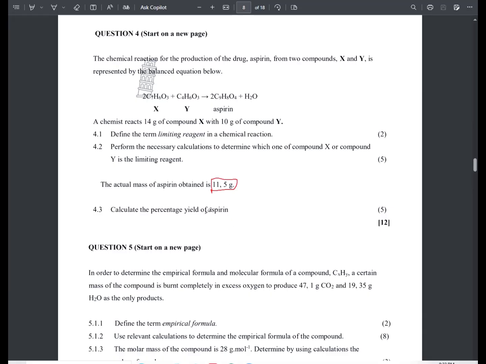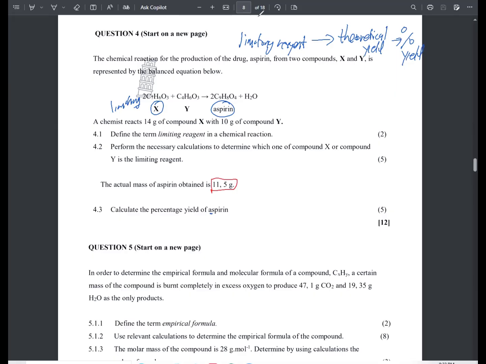And then calculate the percentage yield of aspirin. Now, what are the steps that we need to take into this? Always note this. This is the aspirin, right? And then we've already found that X here is the limiting reagent. Remember, if we want to calculate the percentage yield, it always goes like this. The order is that once you find the limiting reagent, it should lead you to being able to calculate the theoretical yield, right? And the theoretical yield should lead you to then being able to calculate the percentage yield. The order is always like that.